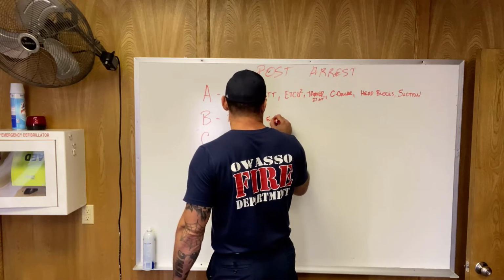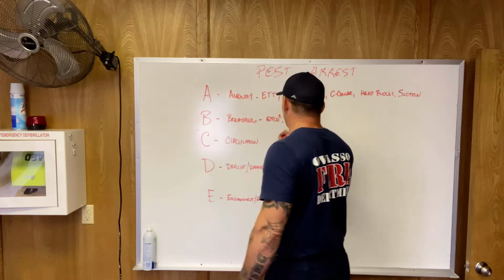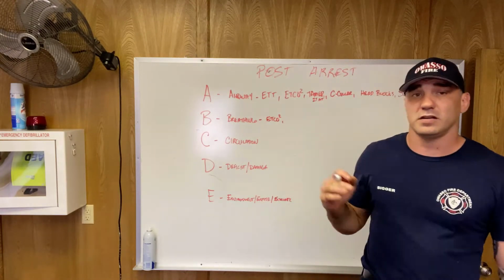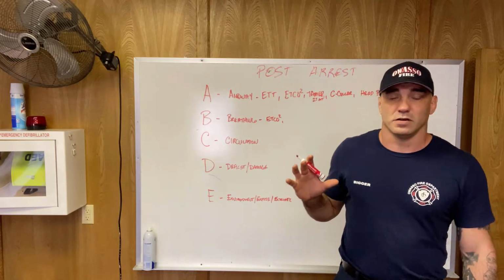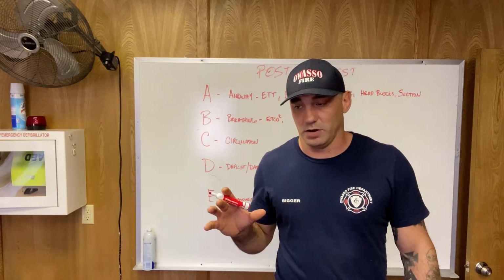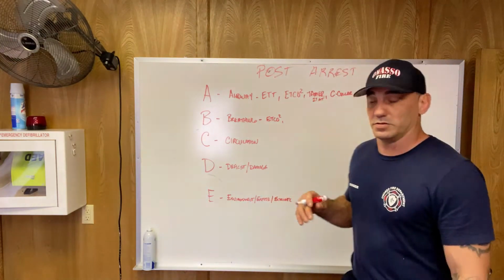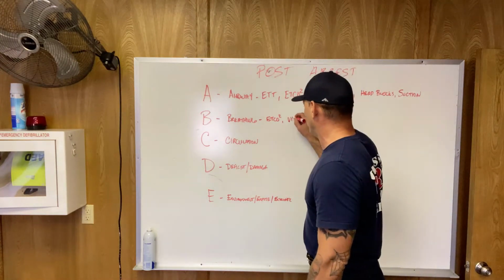We've already checked it. What's our end-tidal looking like, as far as what level is it at? How many ventilations are we giving? What are we using for our ventilations? Are we BVMing still? If we're still using the BVM, we want to switch to the ventilator.